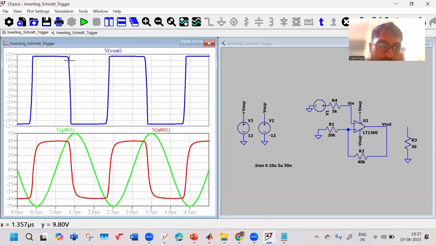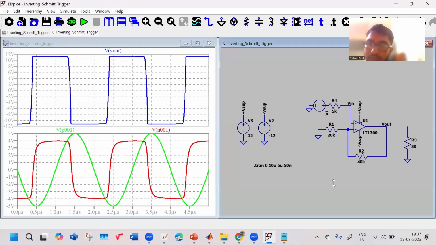So now, the red one is the voltage at this point, at the positive terminal. It's a scaled down version of my actual V output. Now, when my input tries to go above this value, my output will fall. And when my input signal tries to go below this value, my output will rise. So there is a band in which it will operate, and that depends on these resistors, 40K and 10K, which we have considered here, and other things. So this is the inverting Schmitt trigger circuit.